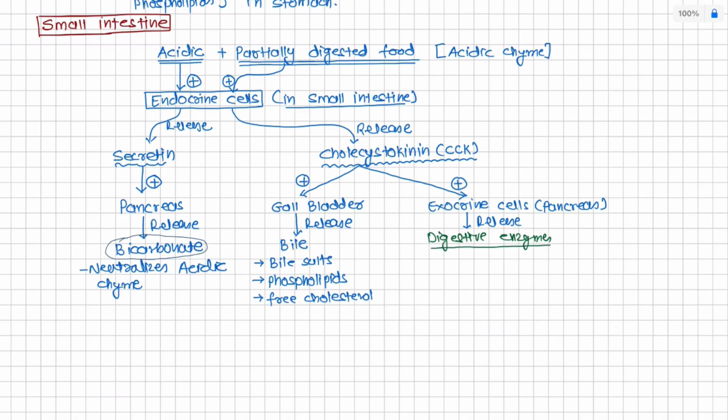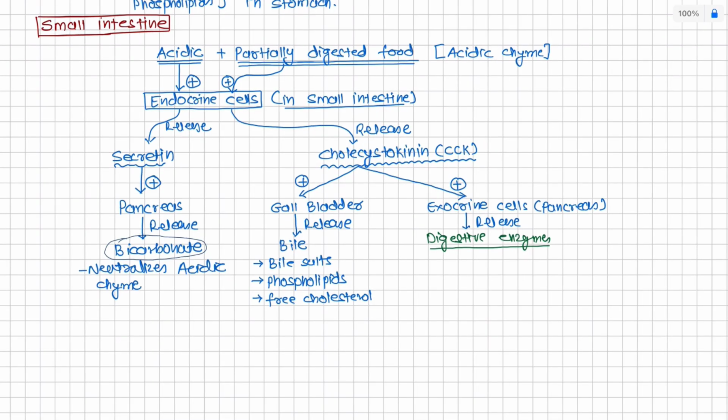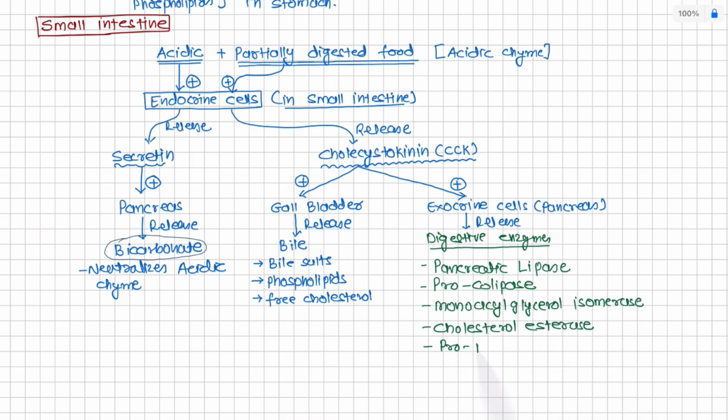These digestive enzymes can digest carbohydrates, proteins, and lipids. Since we are focusing on lipid digestion, let me list the important lipid digestive enzymes. These are pancreatic lipase, procolipase, monoacylglycerol isomerase, cholesterol esterase, and prophospholipase A2. So, we have 3 things entering the small intestine: bicarbonate, bile, and digestive enzymes. All 3 are crucial for lipid digestion.